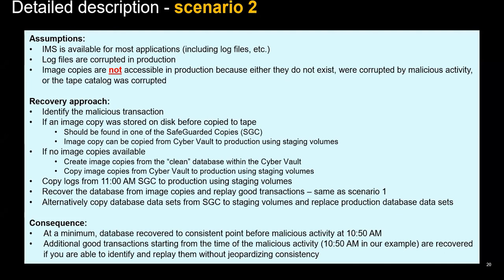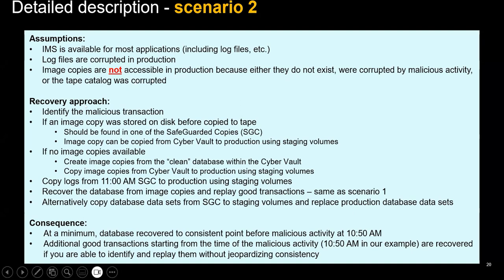Okay, so again, the assumptions in this particular scenario: the IMS is available, continues to run in production for most of your applications. The log files are corrupted in production. The image copies are not accessible in production, either because they do not exist or they were corrupted by malicious activity, or maybe the tape catalog was corrupted.